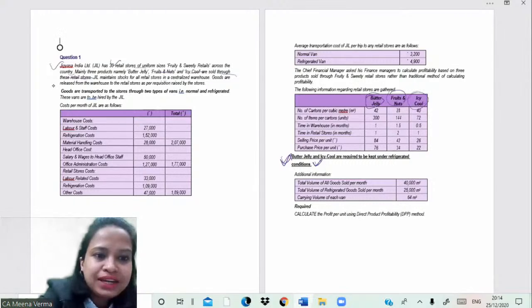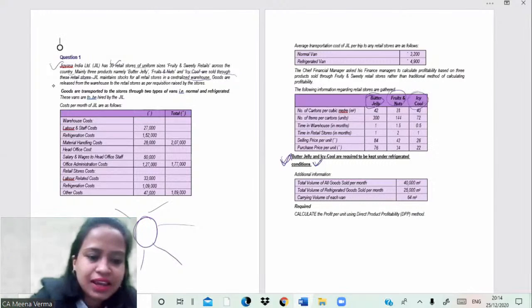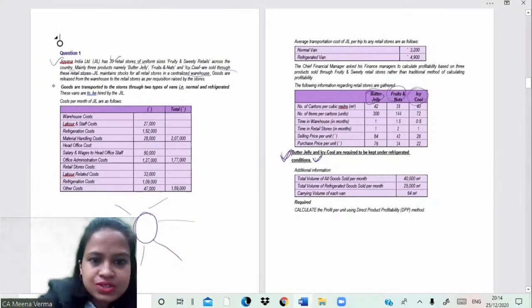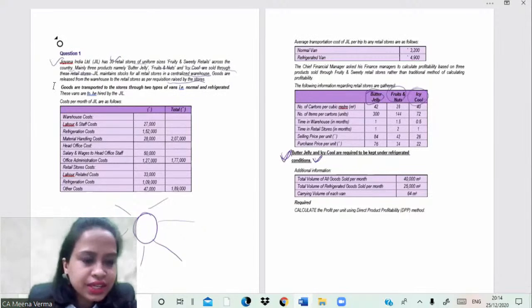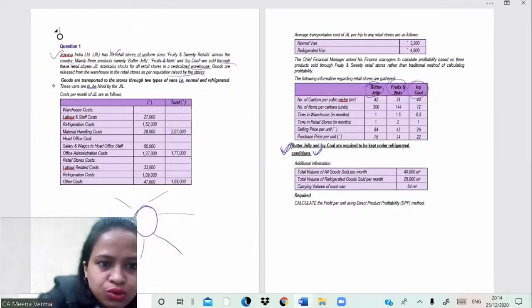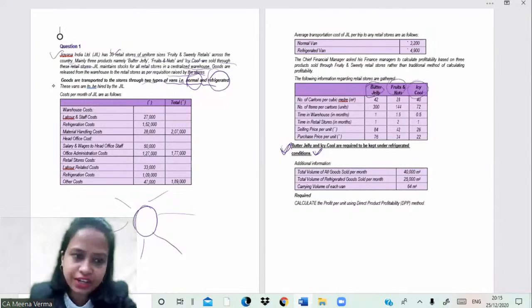Jigyasa India Limited maintains stock for all retail stores in a centralized warehouse, and out of it they supply their products to the retail stores. Goods are released from the warehouse to the retail store as per the requisition raised by the stores. Goods are transported to the stores through two types of vans: one is a normal van and another is a refrigerated van.